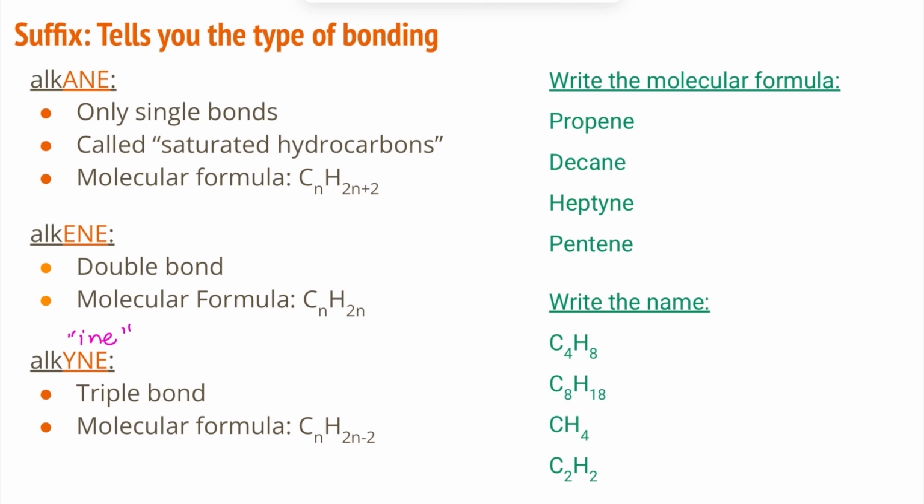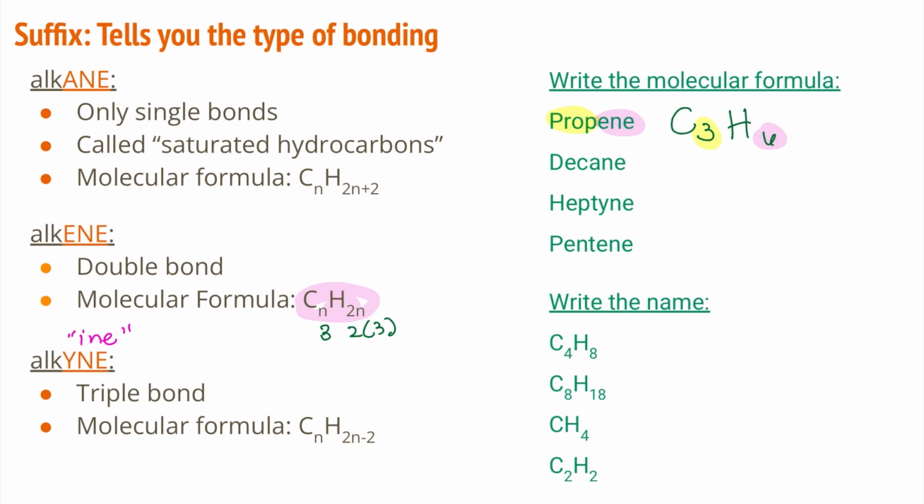So looking at this first one, we have prop, and that prop prefix is telling us that we have 3 carbons. So prop means 3 carbons. Ene means we have a double bond at some point. And so if I have 3 carbons, I'm going to have 2 times 3, 6 hydrogens. So this would be C3H6 is the molecular formula.